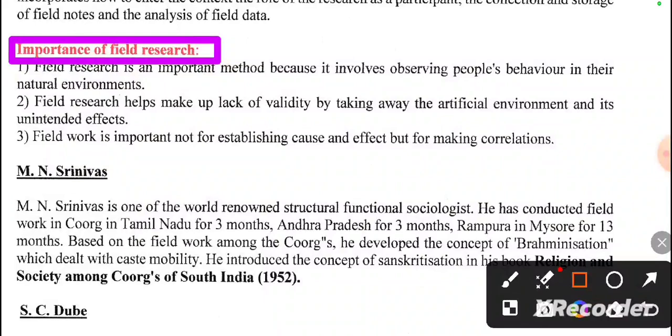So what is the importance of field research? One important point is it involves observing people's behavior in their natural environment. So in the natural routine working, the researcher can observe the people's behavior. So that is the importance of field research. The second importance is it helps make up for lack of validity by taking away the artificial environment. In an artificial environment setting, we cannot actually get the sense of the original environment.